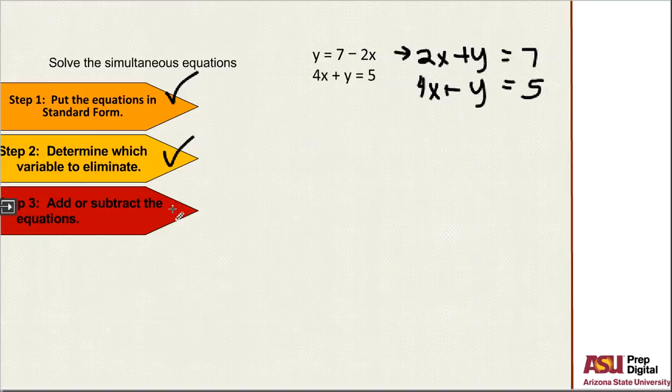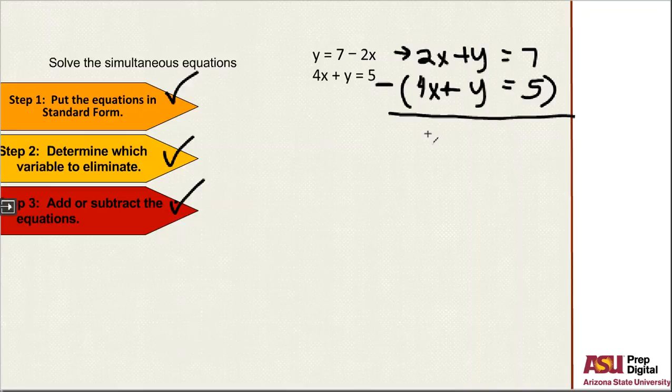Step 3, add or subtract the equations. In this case, if we added, it really wouldn't work because y plus y just gives me 2y, so there's no elimination happening. So I'm going to subtract in this case. One thing I like to do is add brackets whenever I subtract because that reminds me to subtract everything. So now I'm going to go ahead and take care of that.